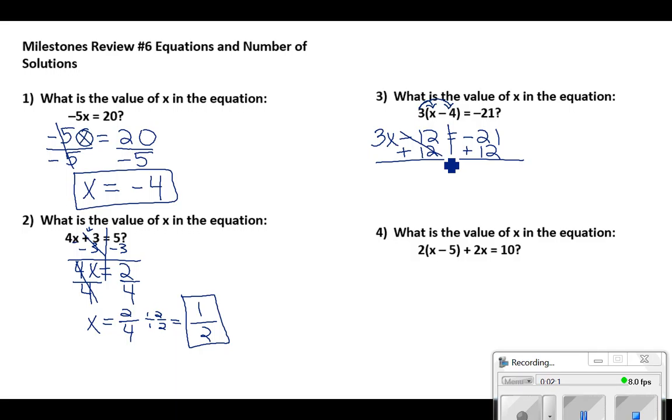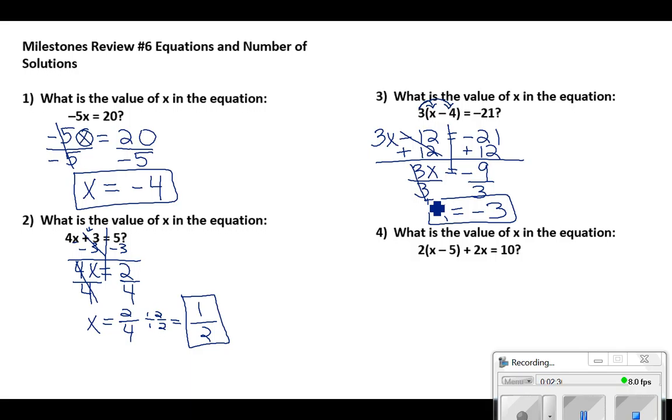You can bring down the 3x. Negative 21 plus 12. If you made a T-chart, you would get negative 9. Divide both sides by what's with the x, which is 3. So x equals negative 3.